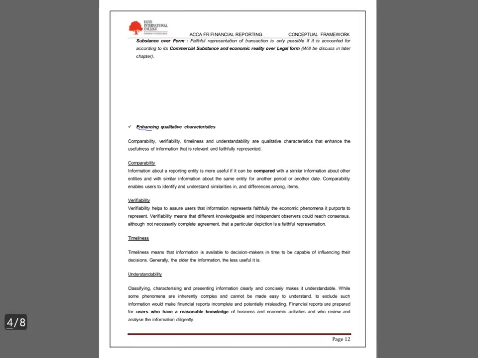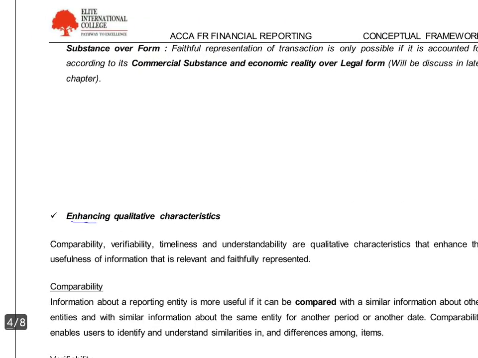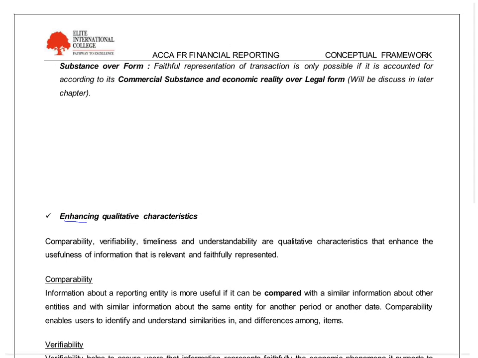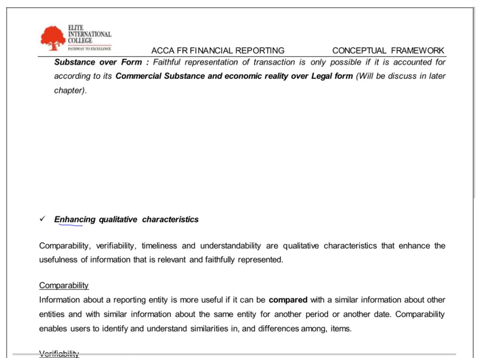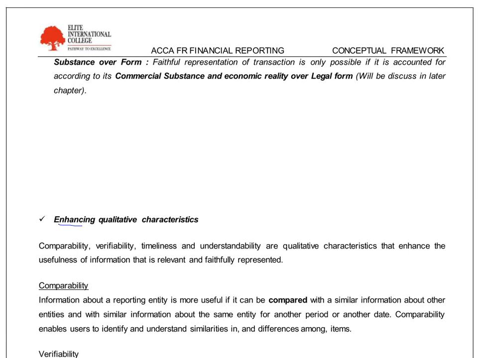And of course, we have the substance over form as well. You heard of this term, right? Anyway, important terms. Very, very important: substance over form. I keep some space here because I'm going to give you an example.